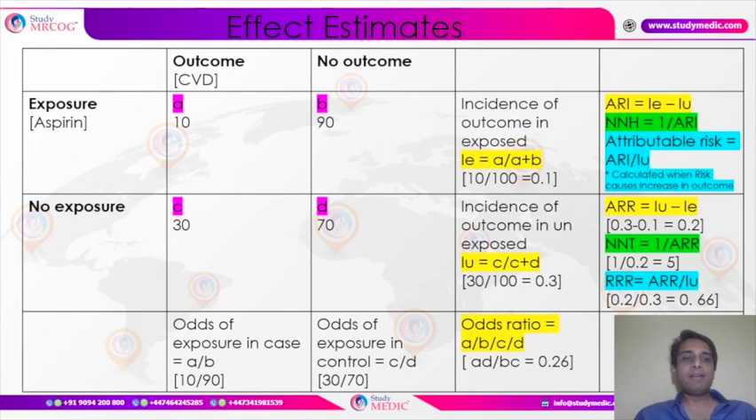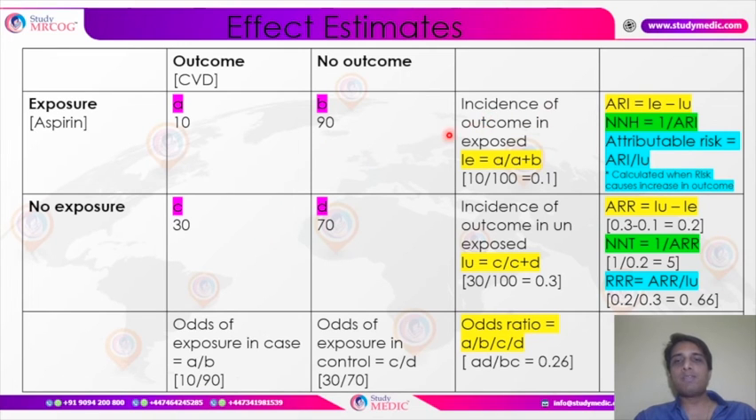Now coming to effect estimates. These effect estimates may be mean difference, proportion difference, or you can see the following which we are studying further. For example, when we give aspirin, 10 of the people develop the outcome, 90 do not. When aspirin is denied, 30 develop the outcome of cardiovascular disease, 70 do not. So this is how we write it in the table.